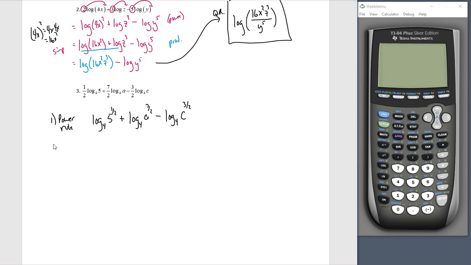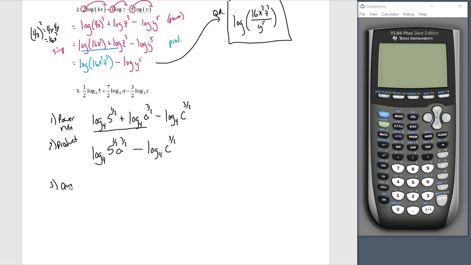I'm awake. Log base 4 of 5 to the 1/2 plus log base 4 of a to the 7/2 minus log base 4 of c to the 3/2. So now I'm going to use a product rule. I'm just going to take two at a time. Log base 4 of 5 to the 1/2 times a to the 7/2 minus log base 4 of c to the 3/2.